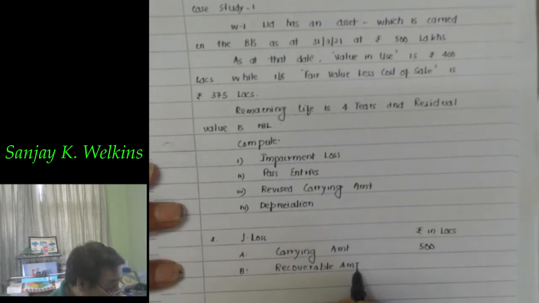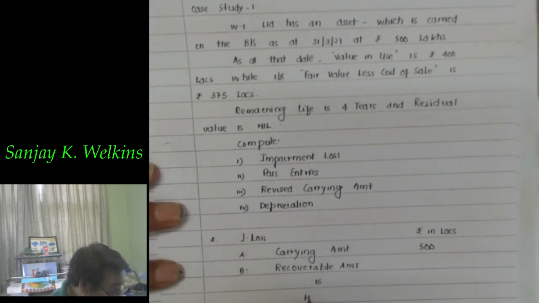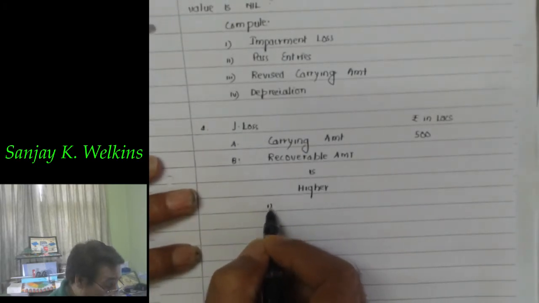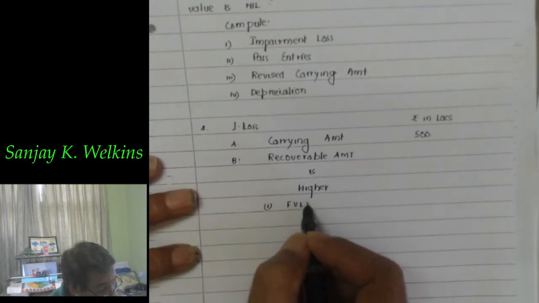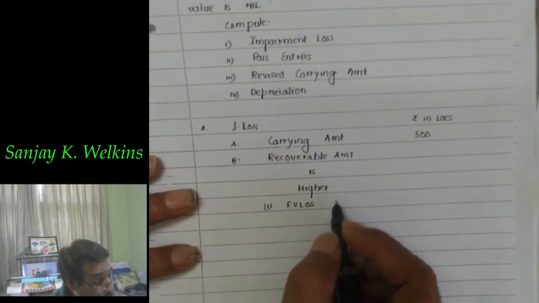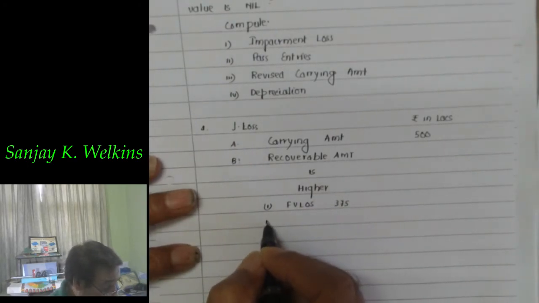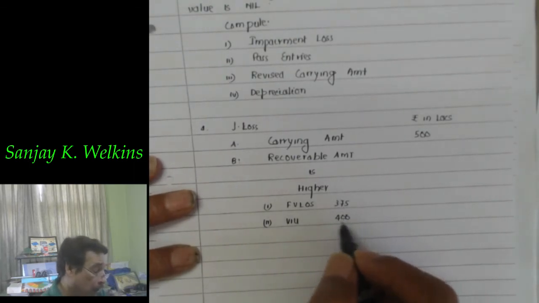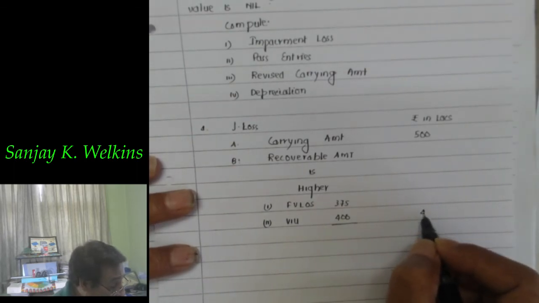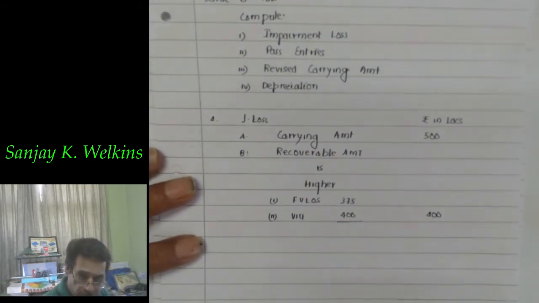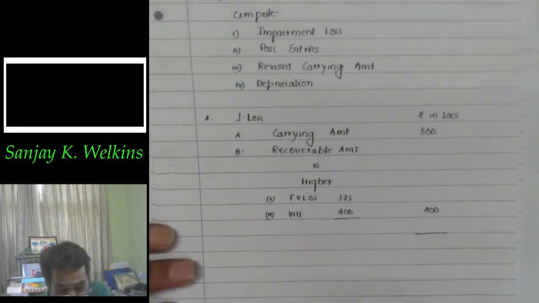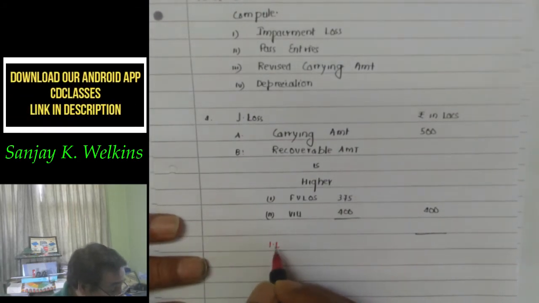We know that recoverable amount is the higher of fair value less cost of sale and value in use. Fair value less cost of sale is 375, and value in use is 400. The higher between these two is 400, so recoverable amount is 400. Because recoverable amount falls short of the carrying amount, there is an impairment loss. So impairment loss is equal to 100.